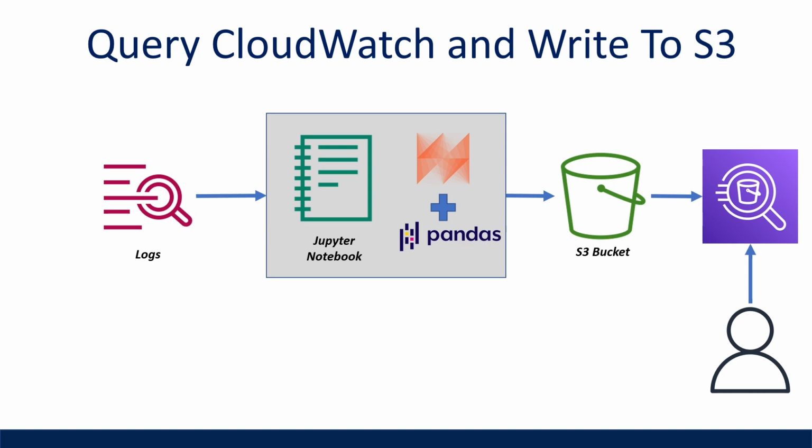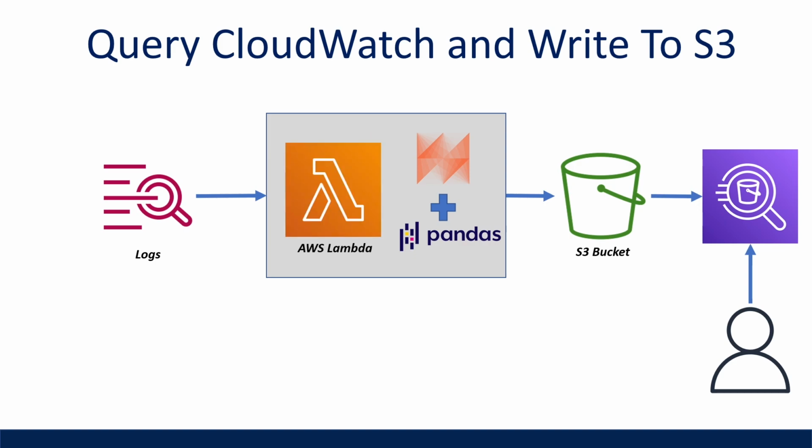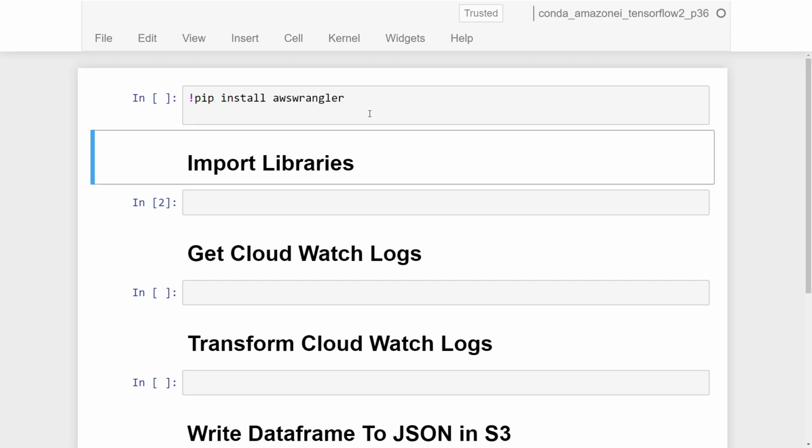Although I'm demonstrating this through a Jupyter notebook, you can easily swap out the Jupyter notebook for a Lambda function to make this process fully serverless. Alright, so we're in our Jupyter notebook here deployed on AWS from the SageMaker service. And to get us started here, I've just installed the AWS Wrangler library that we're going to need by doing pip install. The next step is we're going to have to import the libraries that we're going to need to ingest, transform, and write our data to S3.